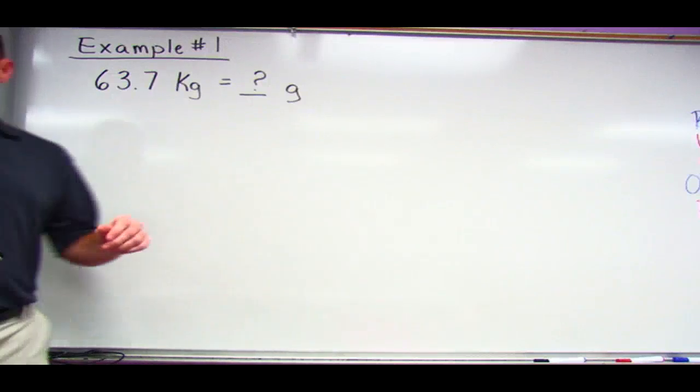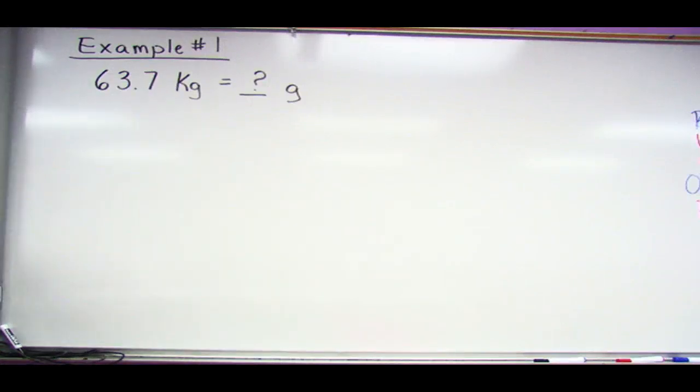Okay, to start off our metric to metric conversions, we're going to start with a simple problem where we just go from one metric prefix to the base unit. So we're going to go from kilograms to grams. In this example, we're going 63.7 kilograms, and we want to know how many grams that is.